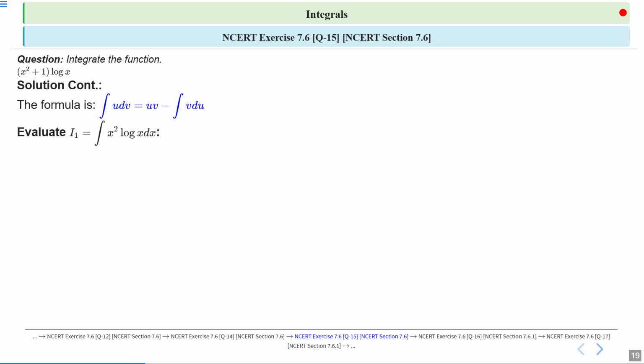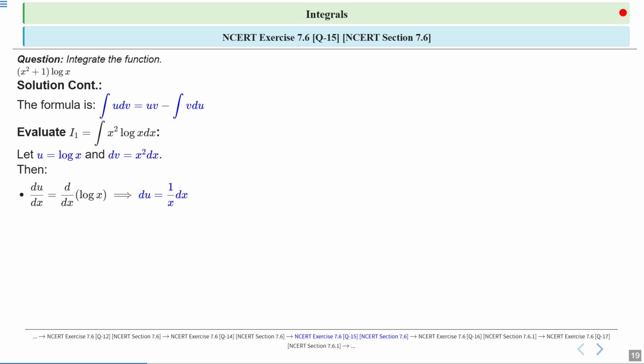So we will evaluate I1, that is integration of x square log x dx. We take u is equal to log x and dv is equal to x square dx by the ELIATE rule. Logarithmic comes first, then algebraic. So log x as u and dv is equal to x square dx.